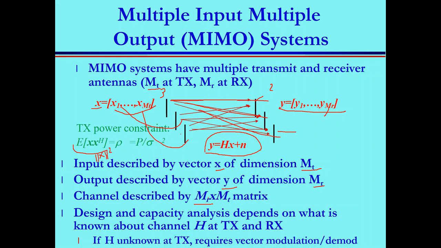2 by 3. You put the received antennas before the transmit antennas. Design and capacity analysis depends on what's known about the channel. Now we know the advantages of MIMO. I explained them and why it's so significant and important.